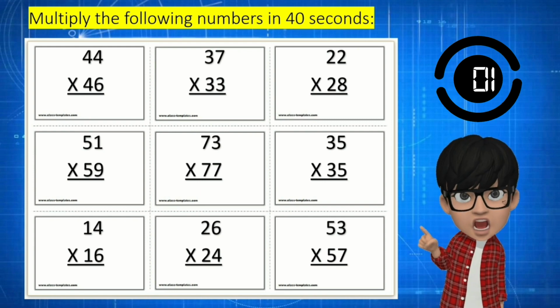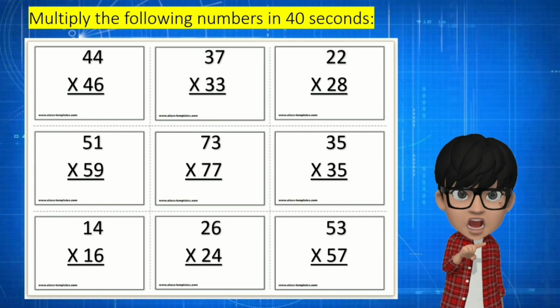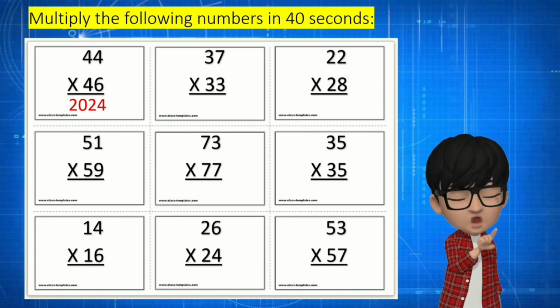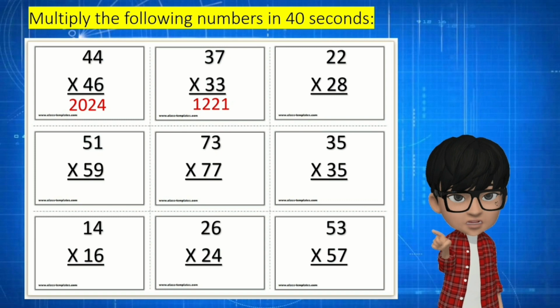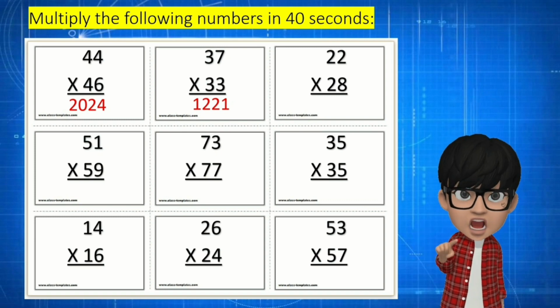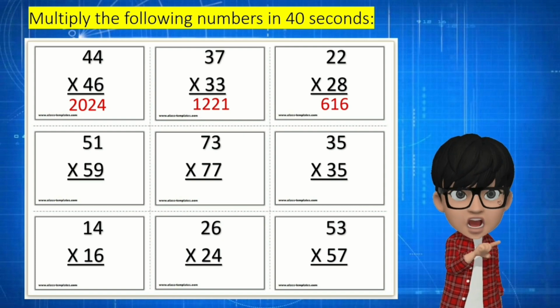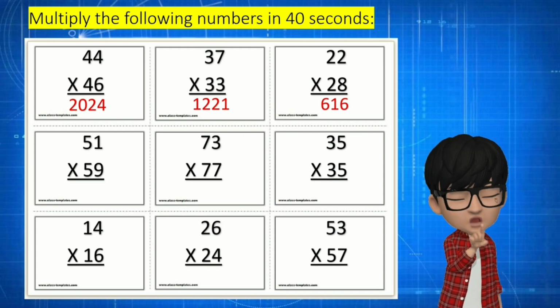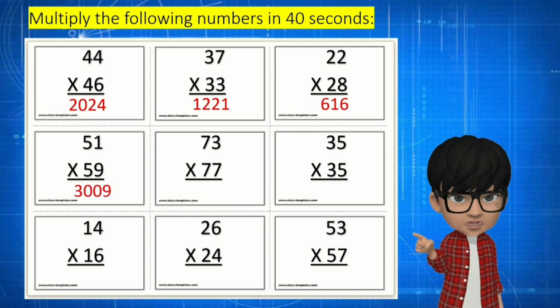Okay, time's up. Now let's try to answer. 44 times 46, the product is 2024. 37 times 33, that is 1221. 22 multiplied to 28, that is 616. We have 51 multiplied to 59, the product is 3009.